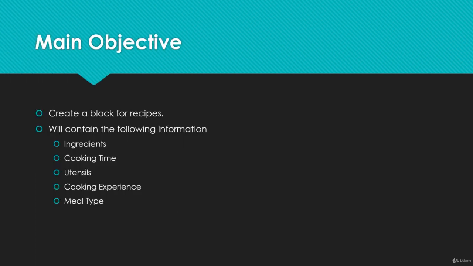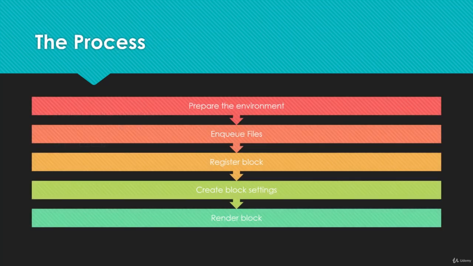Here is what we're going to do. Earlier, we created a recipe custom post type. We're going to create a block that allows users to input information about a recipe. This will include information such as ingredients, cooking time, utensils, cooking experience, and a meal type. The overall process for creating a block will look like the following.